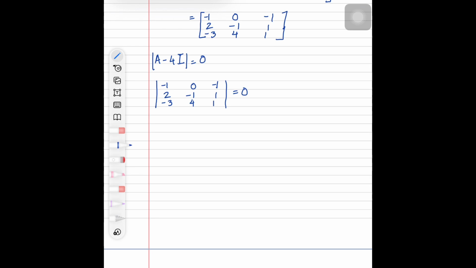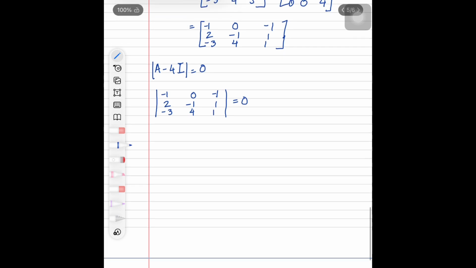In order to do that, you can pick any row or column to find the determinant. I think I might have posted a video on determinants. If not, I will post it the following week. But if you already have an idea of how to get determinants, you know how having a 0 in a row is very convenient. So we'll just pick this row.